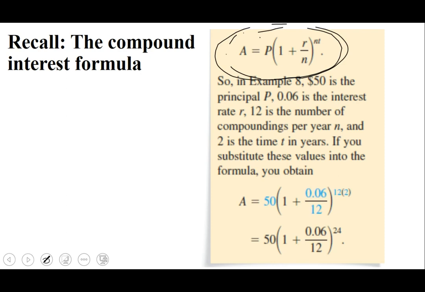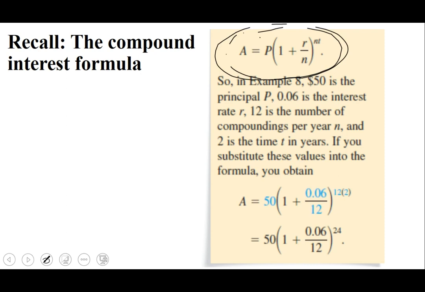1 stands for the fact that you're getting back 100% of your money. R is the interest rate expressed as a decimal. N is the number of times you compound per year, once a month, once a week, once a day. And then nt is the number of times you compound per year times the number of years.